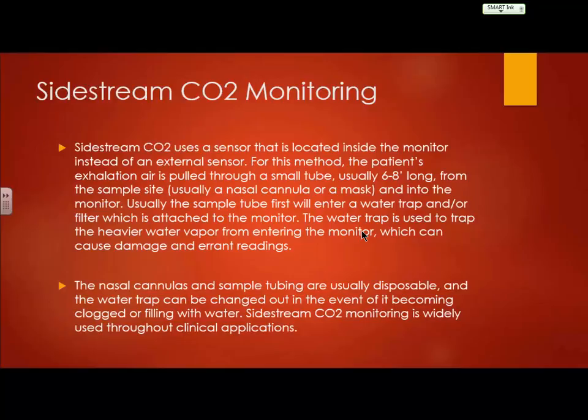It uses a sensor that is located inside the monitor instead of an external sensor. It's usually pulled through a small tube from the sample site, usually a nasal cannula or a mask, and into the monitor. So that type of nasal cannula thing with the little bulb, that would be a sidestream. Mm-hmm. But what you put in between on your ET tube would be a mainstream.